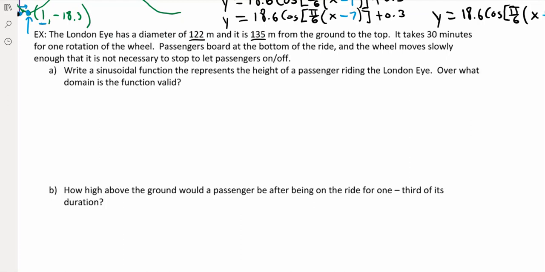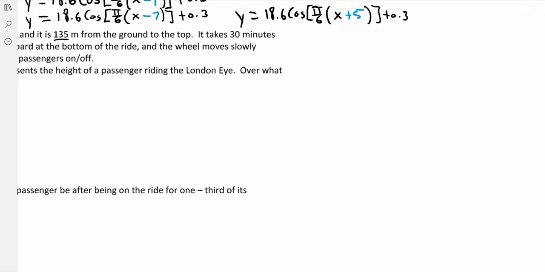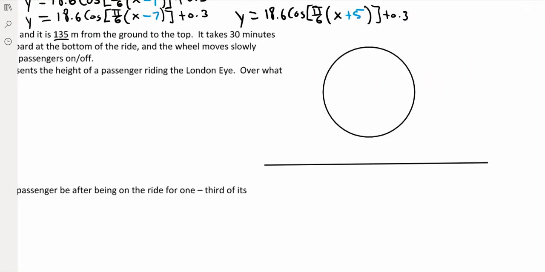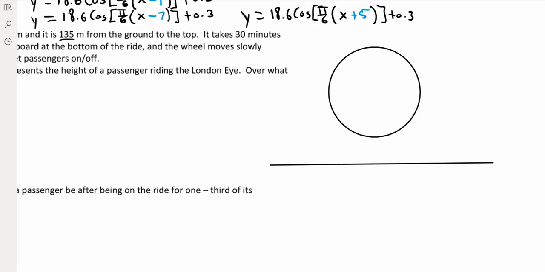Okay, so to get our bearings here, let's actually write down a little diagram, I think. So let's do this. Okay, so I kind of cheated and used the tool to make the circle. So it says the diameter of this thing is 122 meters, right? So from the top to the bottom is 122 meters. And it says that from the very peak to the bottom here, from the ground, is 135. So from there to there.